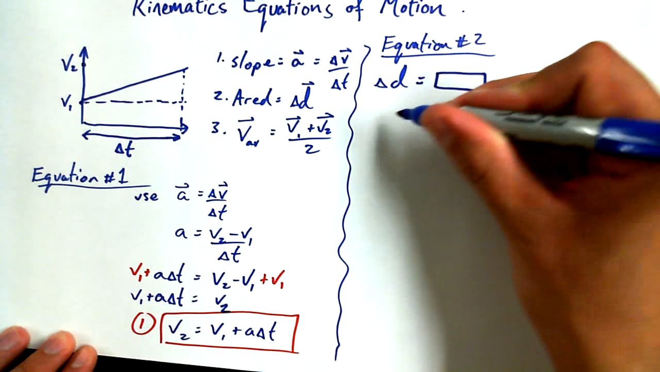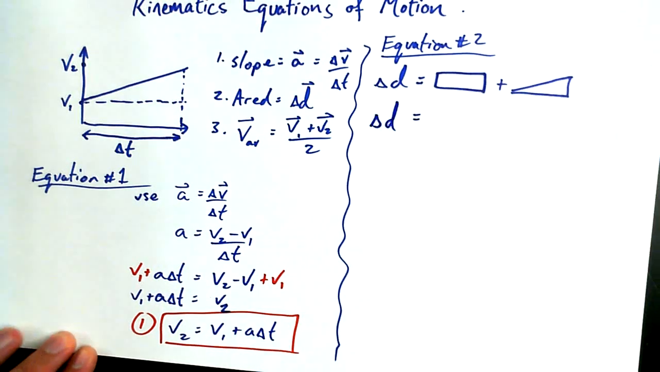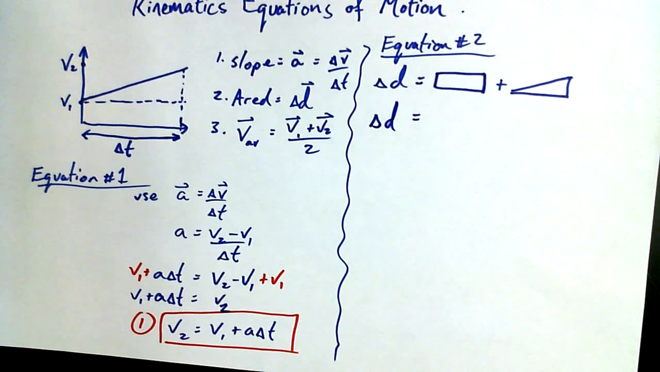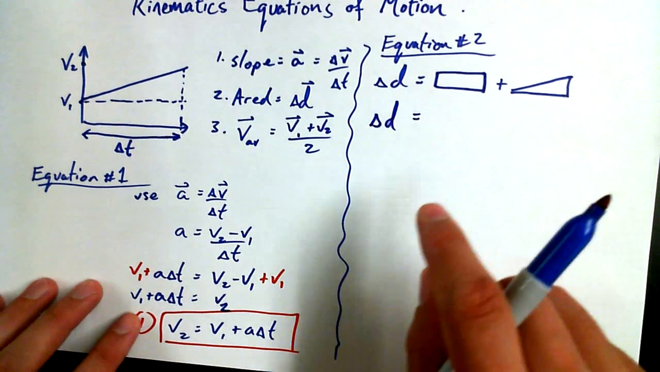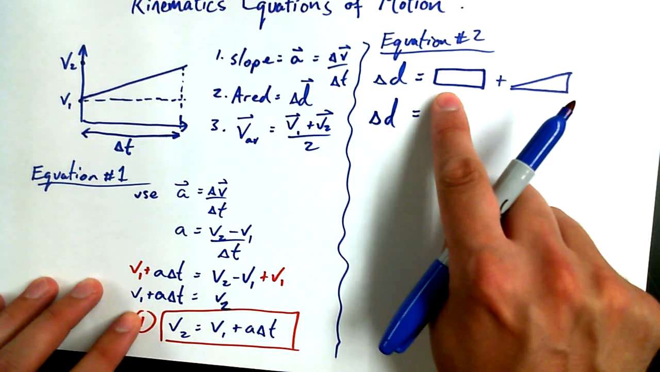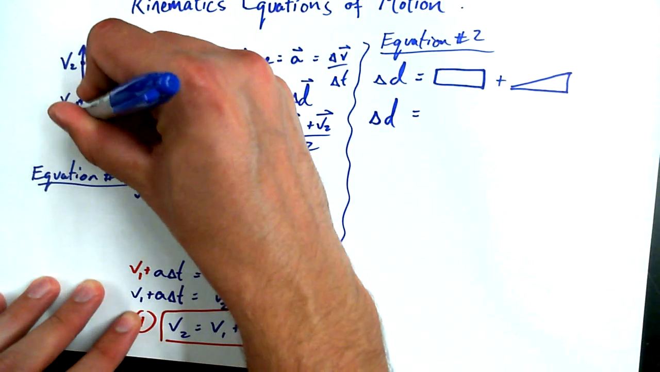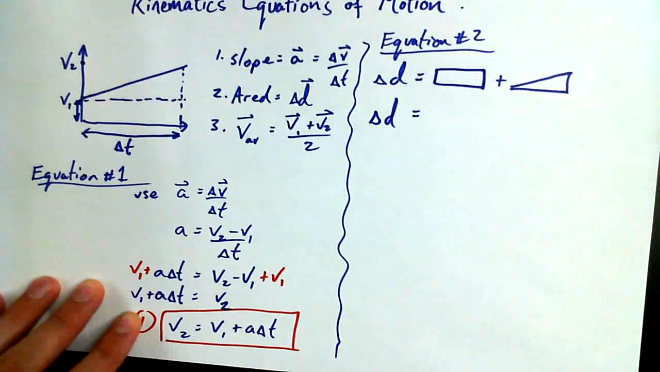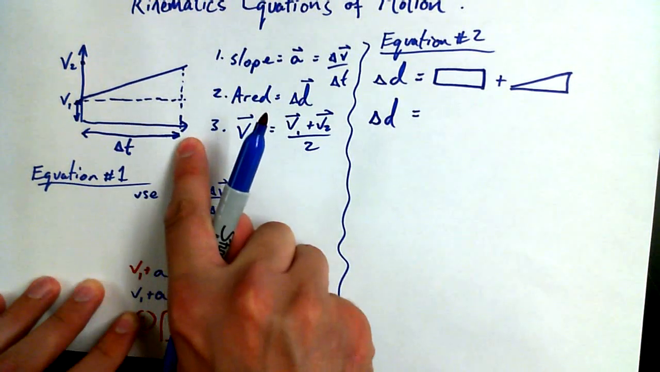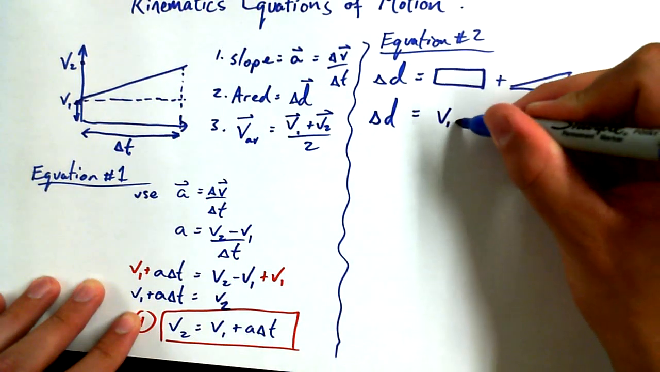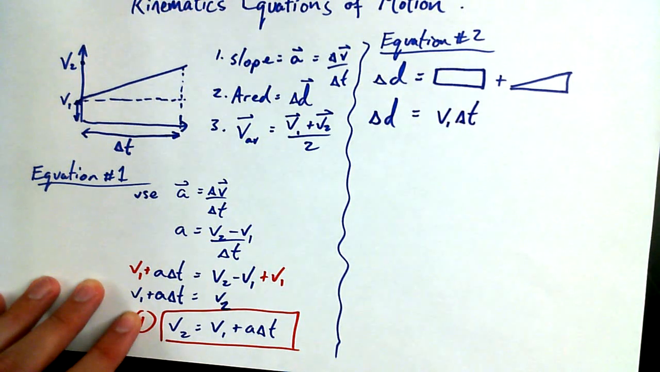And so let's throw in some variables here. That's the Mickey Mouse sort of cartoony approach to an equation. Let's throw in some actual variables. To calculate that rectangle, it's going to be height times length. The height here, really, of the rectangle is V1. And the length would be delta t. So V1 delta t, that's the area of that rectangle.